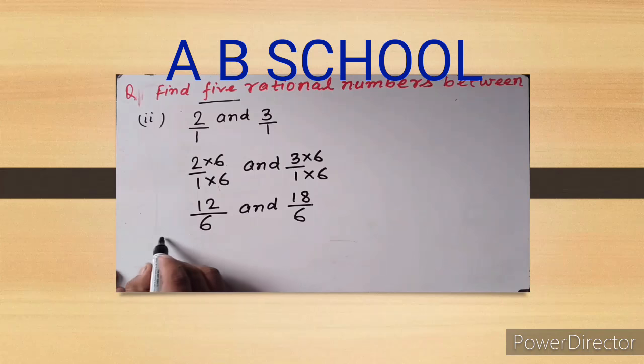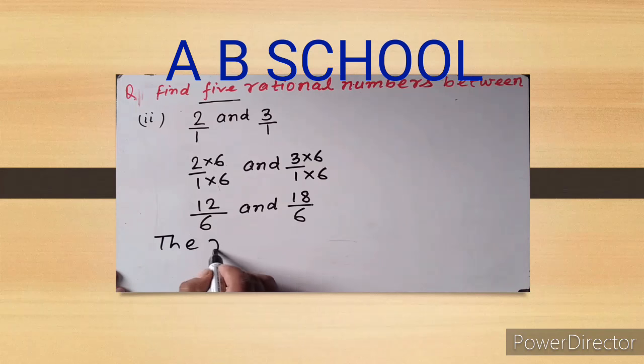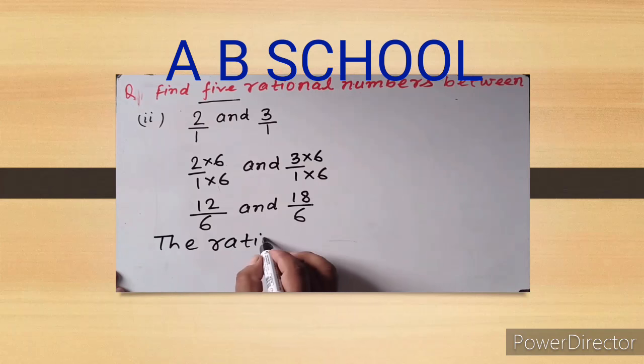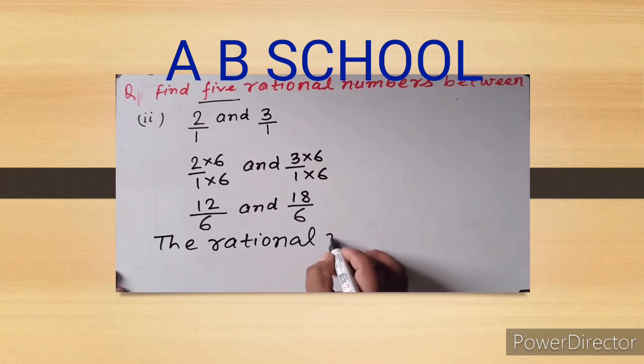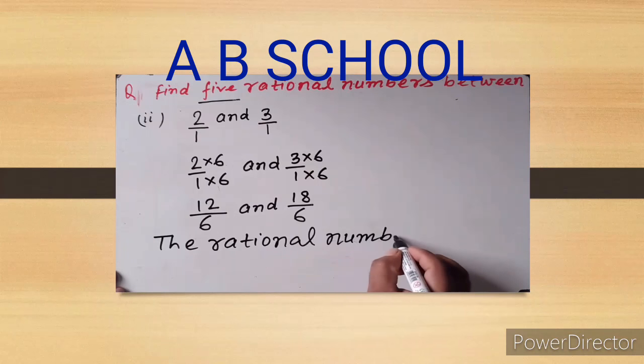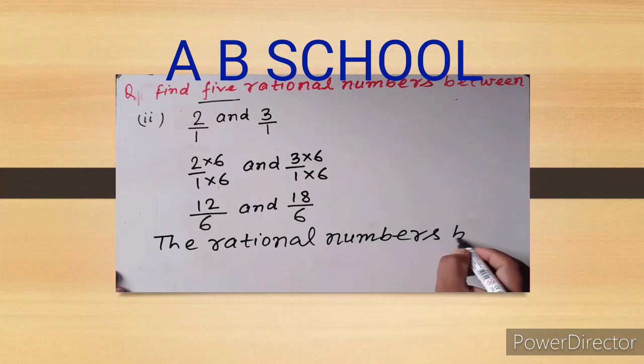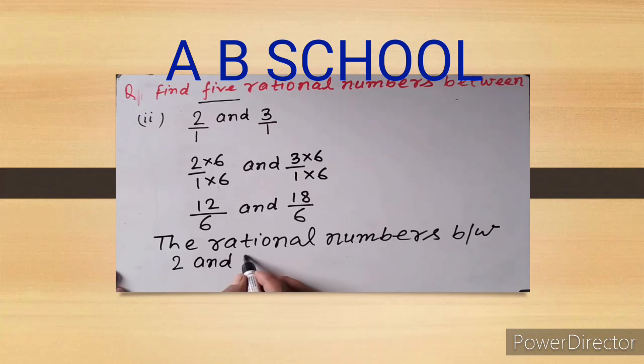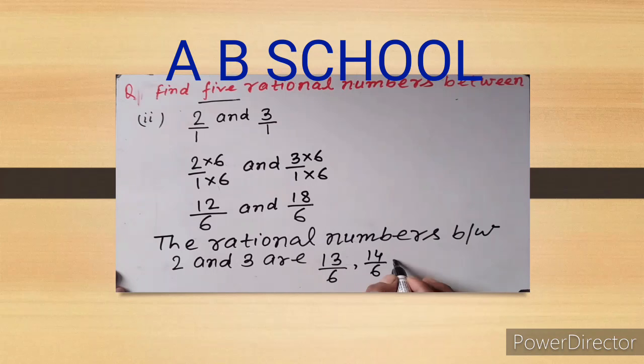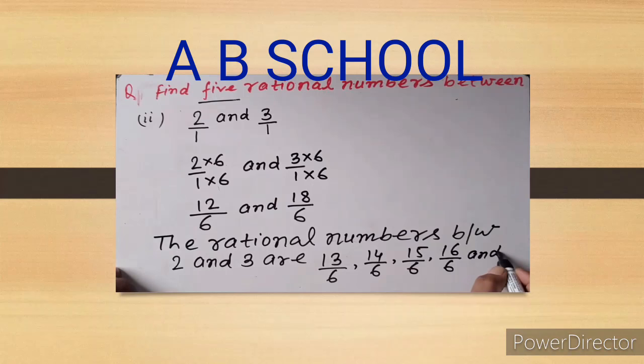You will write the 5 rational numbers. The rational numbers between 2 and 3 are 13 by 6, comma 14 by 6, comma 15 by 6, comma 16 by 6 and 17 by 6.